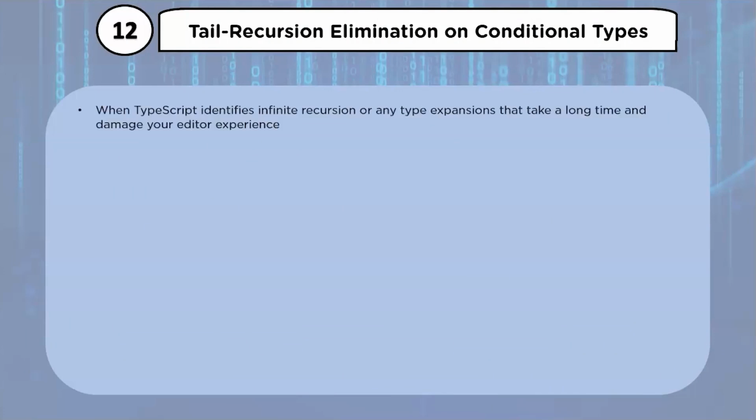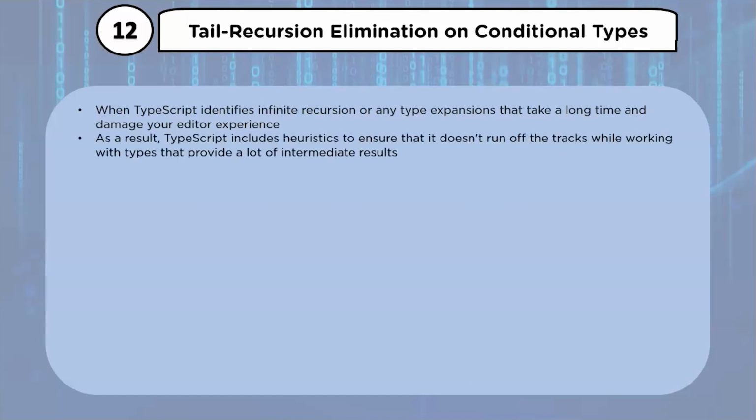Tail recursion elimination on conditional types. When TypeScript identifies potential infinite recursion or any type expansion that takes a long time and damages your editor experience, it often fails. As a result, TypeScript includes heuristics to ensure that it doesn't run off the tracks while deconstructing an indefinitely deep type or working with types that produce a lot of intermediate results.